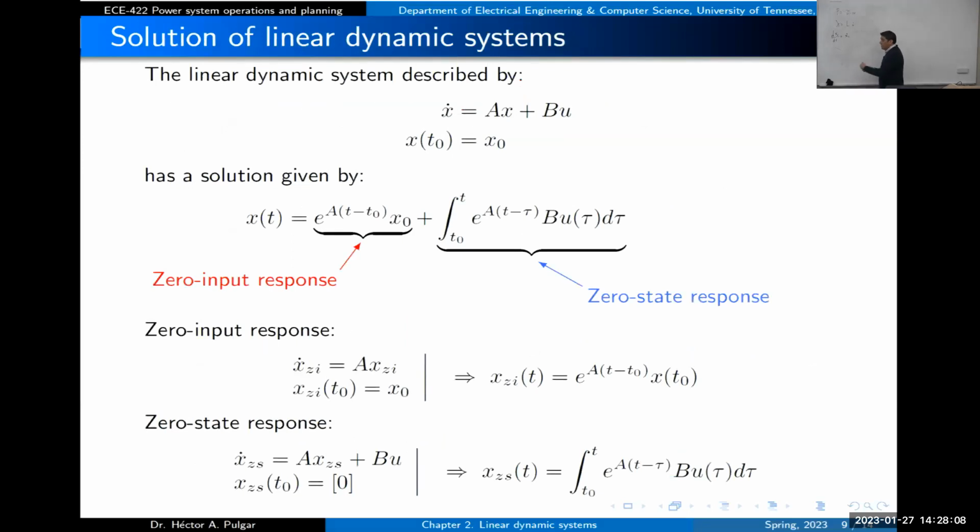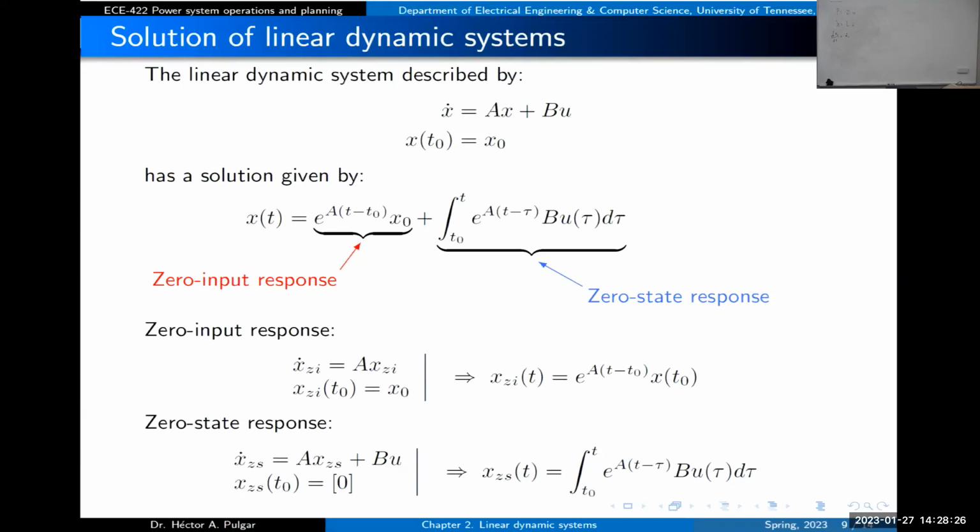Now that we have the representation, we have about 12 more minutes. Remember the compact form is this one. These are not scalar equations, these are matrix equations.